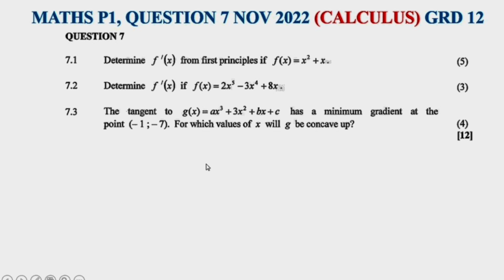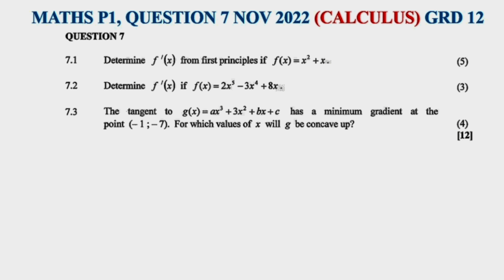Today, let's have a look at question 7 of November 2022. It was a calculus question, and the first question, 7.1, was from first principle, where they wanted us to find the derivative from first principle for that f of x function. The second one involved a cubic function where we have a tangent and also a gradient, and we also have to find the values of x and give a comment whether it's concave up or concave down.